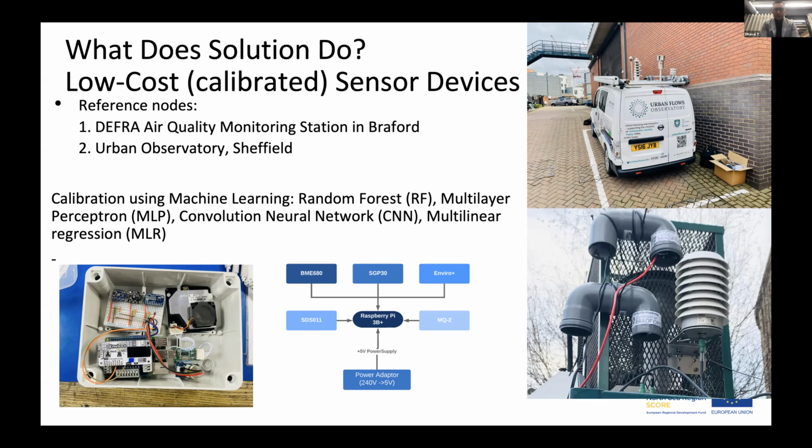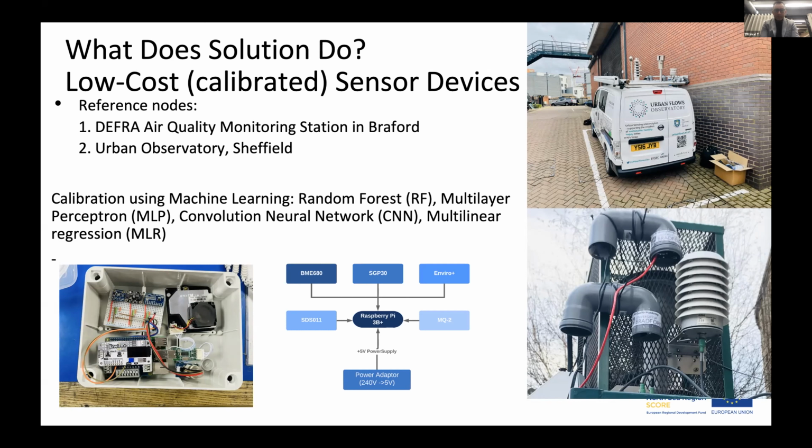And the calibration is done with reference nodes, one from a monitoring station in Bradford and the other one from Urban Observatory in Sheffield. And this calibration is done with a number of data science and AI methods, which are listed here.